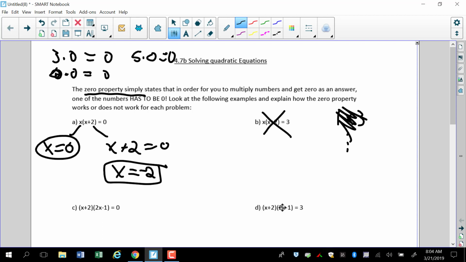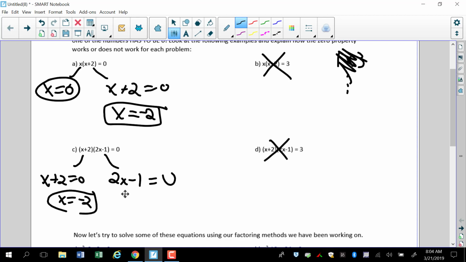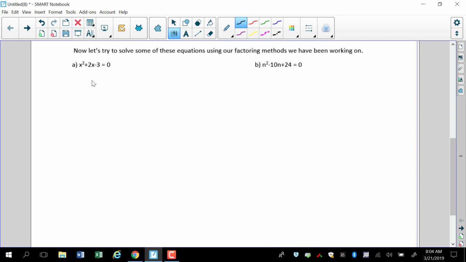So we can't really solve these two problems the way that they are, but we can solve them if they're equal to 0. So again, we can just say, well, either this is equal to 0 or this is equal to 0, and we can then solve x equals -2 and x equals 1/2. We can solve either one of those as long as they are equal to 0. So we go and use our factoring methods.